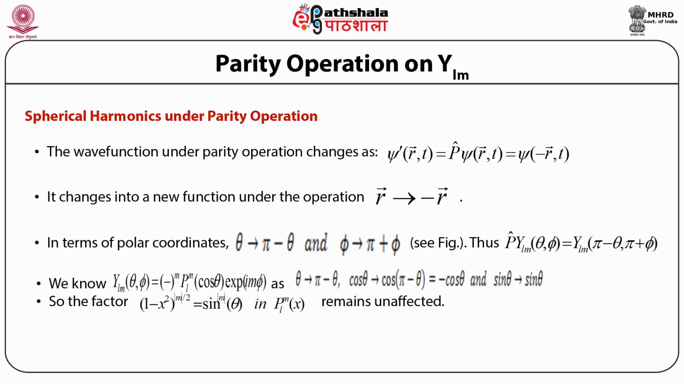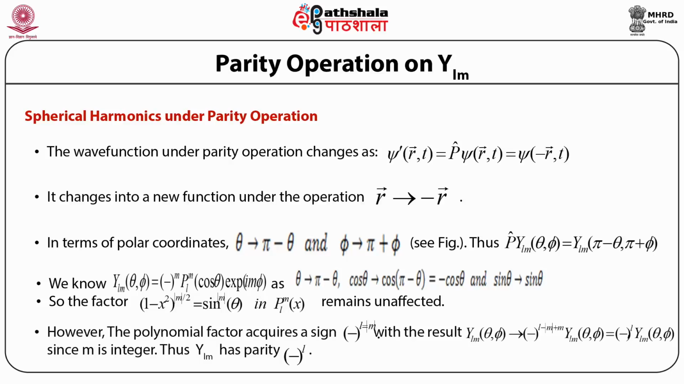So the factor (1 minus x squared) to the power modulus m by 2, which is equal to sin theta to the power modulus m, in the Legendre polynomial P_L^m(x), remains unaffected under the parity operation.